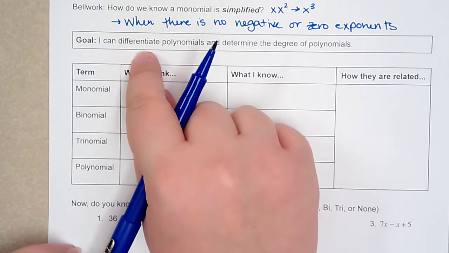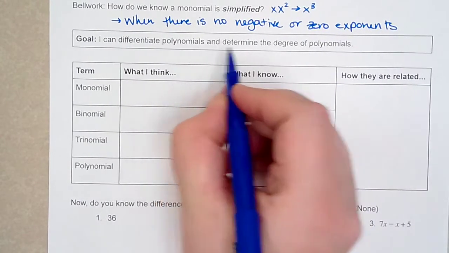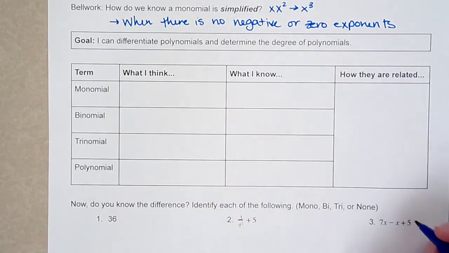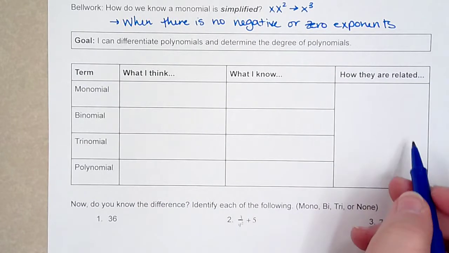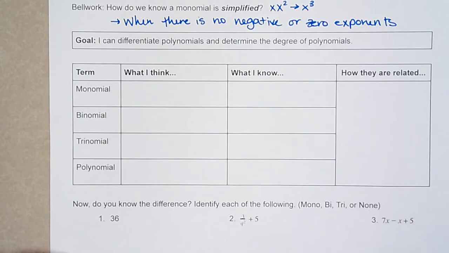Today we're going to switch gears a little bit and we're going to be able to differentiate, meaning tell the difference between polynomials, as well as determine the degree of polynomials. So go ahead, start off right here with that what I think section, and we'll get back together in just a minute. All right, hopefully you had a second to look at those words and tell me what you think they mean. Let's jump to the what I know section.